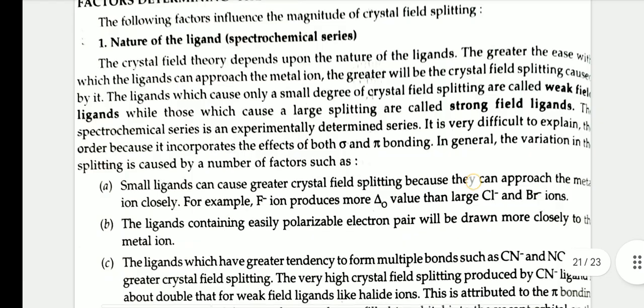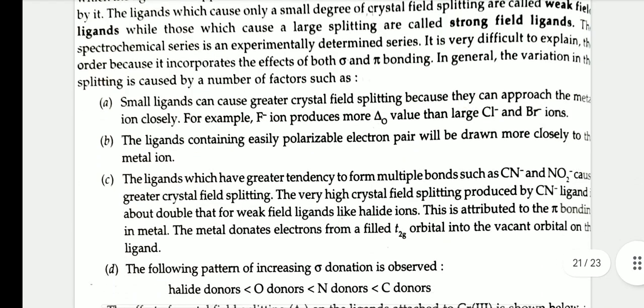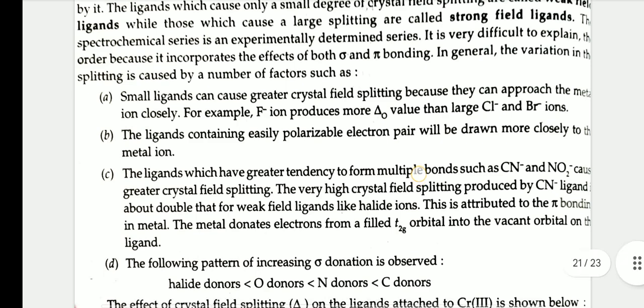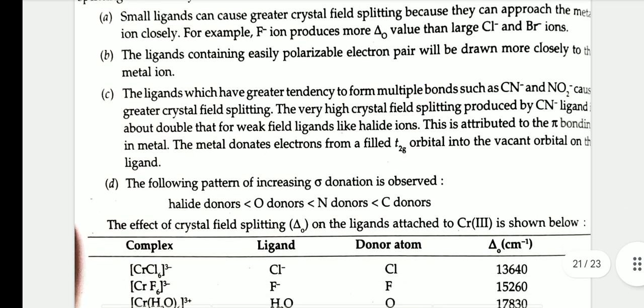The ligands which have a greater tendency to form multiple bonds, such as CN⁻ and NO2⁻, cause greater crystal field splitting. The very high crystal field splitting produced by the CN⁻ ligand is about double that for weak field ligands like halide ions. This is attributed to pi bonding in the metal. The metal donates electrons from a filled t2g orbital into the vacant orbital on the ligand. The following pattern for increasing sigma donation is observed: halide donors, then oxygen donors, nitrogen donors, carbon donors.